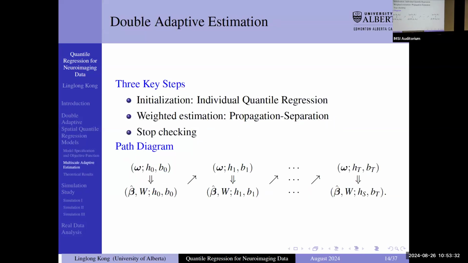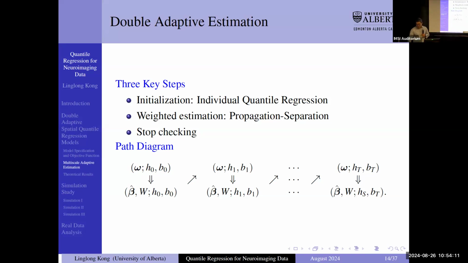Now the whole process has three steps. Initially, we do an initial update at the quantile level and the voxel level, and then we do a weight update through this propagation separation. Once we get the initial estimate, since the weight depends on the estimate, we can update the weight through these two kernel functions. Once we update the weight, we can plug it into our loss function to update the estimate. And then we continue this iteration process. Of course, we have some stopping check.